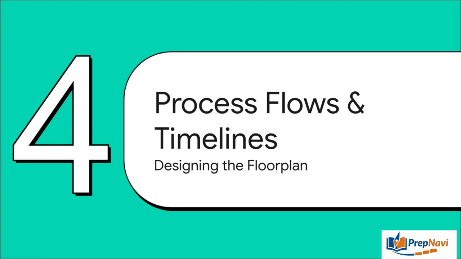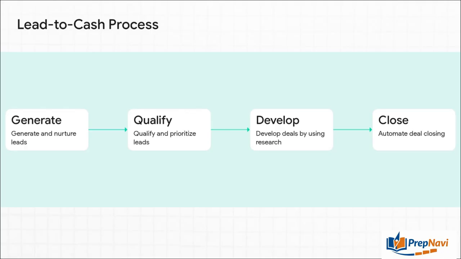Moving on to Section 4, Process Flows and Timelines, Designing the Floor Plan. Setting up and configuring business process flows is practically mandatory for the exam. And it makes sense because it perfectly mirrors the sequential nature of guiding a seller through the lead-to-cash process. From initial lead generation through qualification, into active opportunity development, and finally closing the deal. You need to know how to build these guided paths because later on, AI-powered guided automation is going to piggyback directly onto the process flows you configure right here.